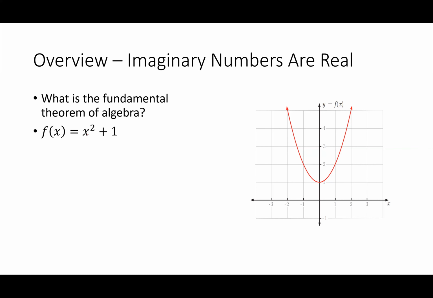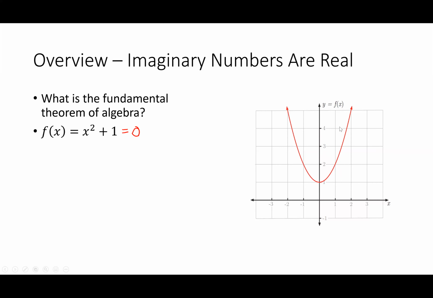So if I have x squared plus 1, and I say, where is that equal to 0? By that fundamental theorem of algebra, how many roots does that guy have? How many times does x squared plus 1 equal 0? 2. All right, now there is x squared plus 1 graphed, right? How many times does this thing equal 0? 0, right? I don't see anywhere where that happens.